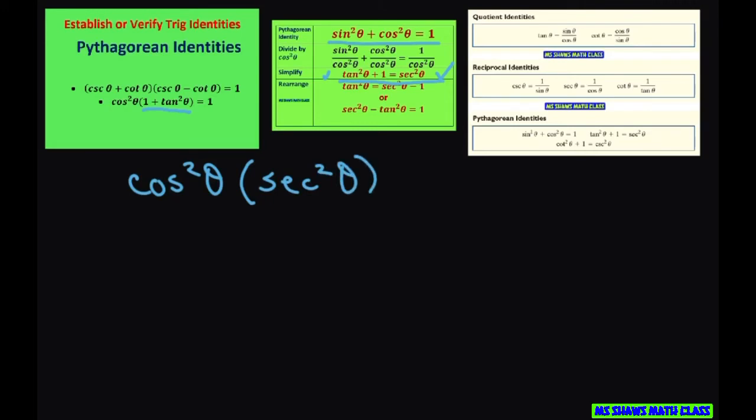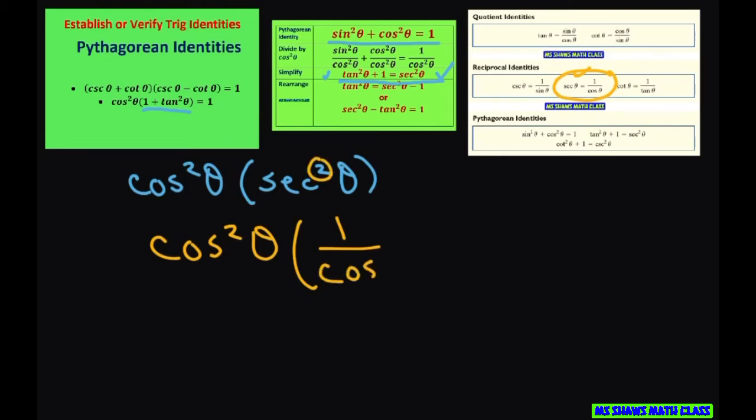So now I'm going to break this up with secant squared of theta equals 1 over cosine squared of theta. So we have cosine squared of theta times 1 divided by, and there's no squares on this, but if it has a square here, then it's the same thing. You're just going to write cosine squared of theta.